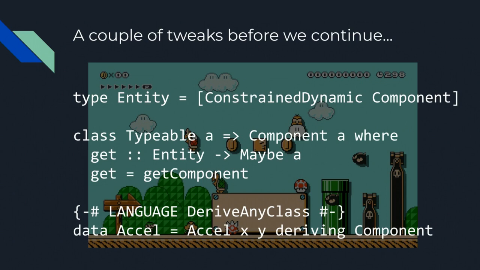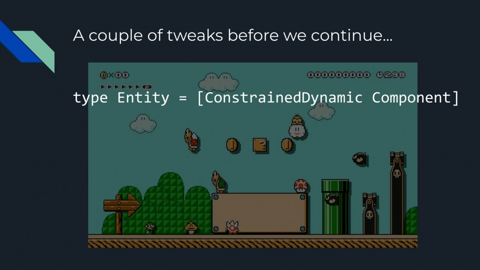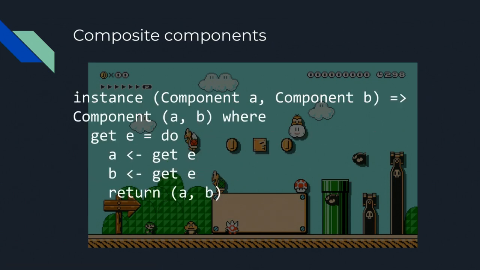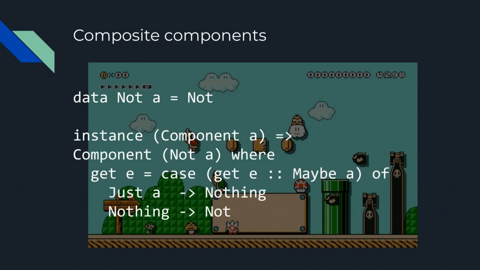If we make it constrained dynamic so that we can put a type class on it, then we can also do things like override the get method so that you can get a tuple which pulls out the two different things, and if they're both there, you get the thing, and if either are missing, then you don't. Or not, which says, we'll get a not back if it's not there, but not a not back if it is.